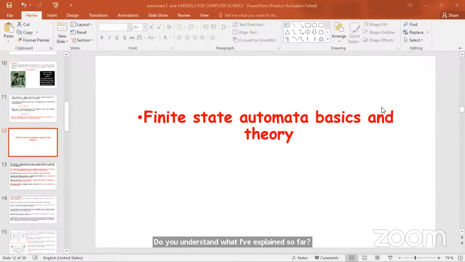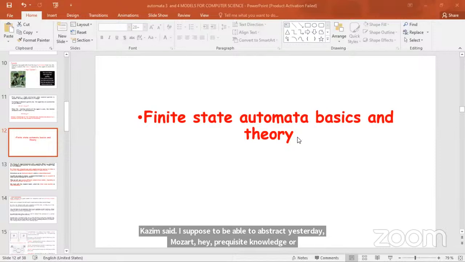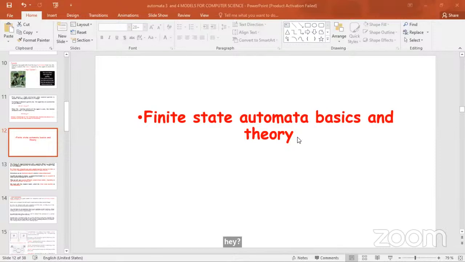Yes, Kazim, you said, I suppose to be able to abstract, the student must have the prerequisite knowledge of relating matters. Well, that's just true. That's correct. Not only relating matters, but where to abstract to. That's correct.